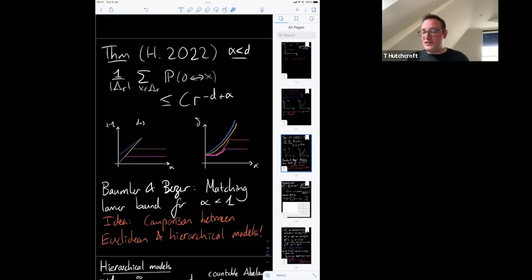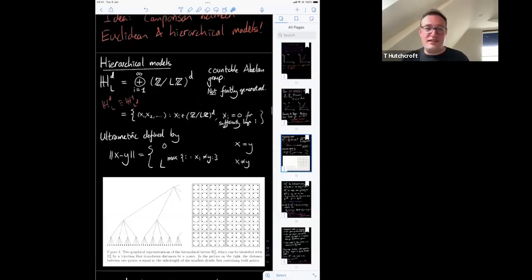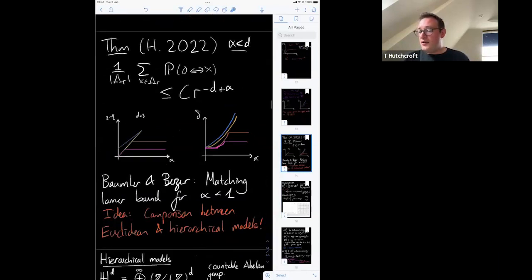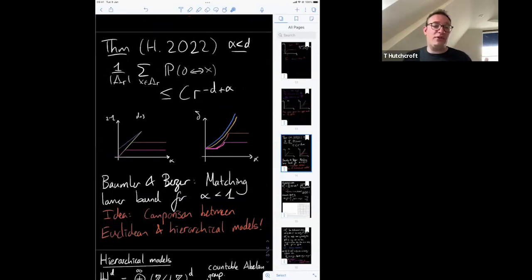But there's some interesting things to do there. And essentially, this is what I have been able to do for the hierarchical models. And it turns out that there's a couple things to say here. One is that the way that I proved this upper bound, and to an extent this is true for the lower bound as well, is really by comparing the Euclidean model to the hierarchical model. And I think this is a really interesting thing that hasn't been done before.